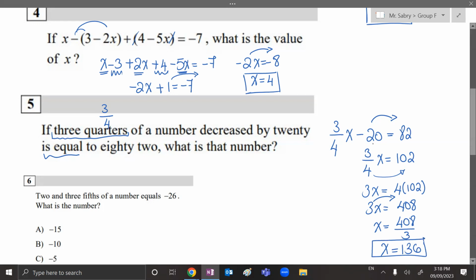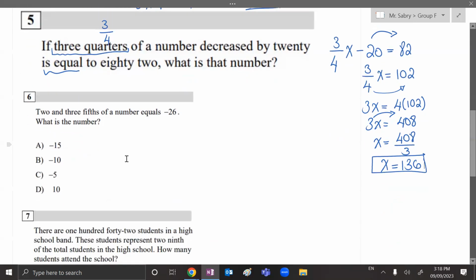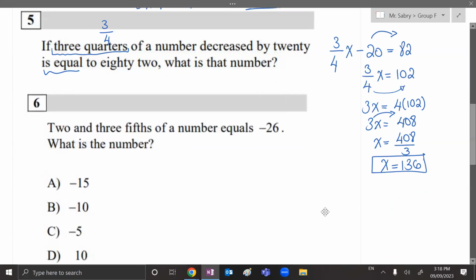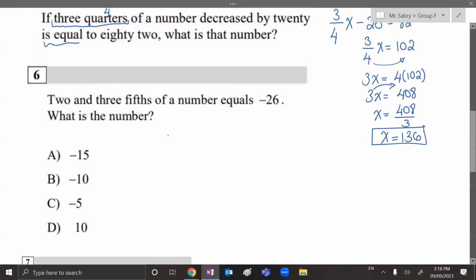So with a calculator, it should be easily done. But without a calculator, we should be just moving the numbers, or we should at least know how the things move to the other side step by step. If we move to number 6, 2 and 3/5.